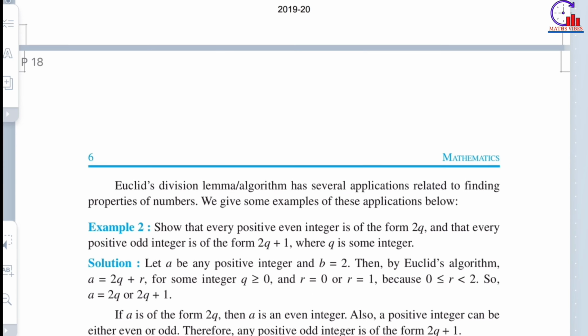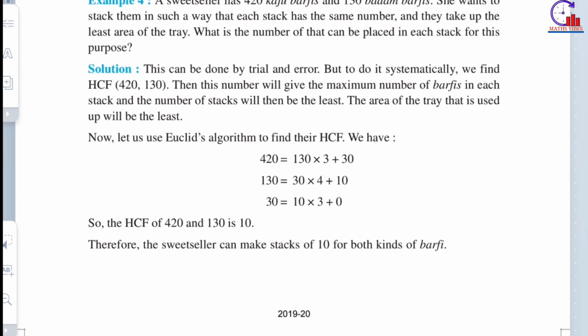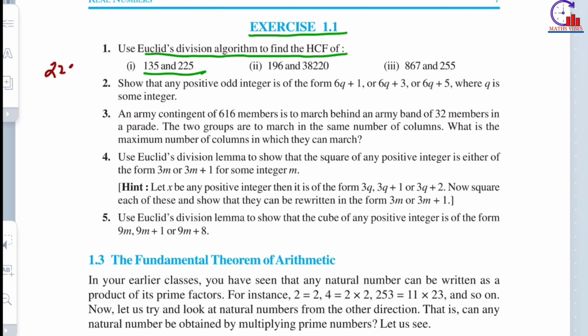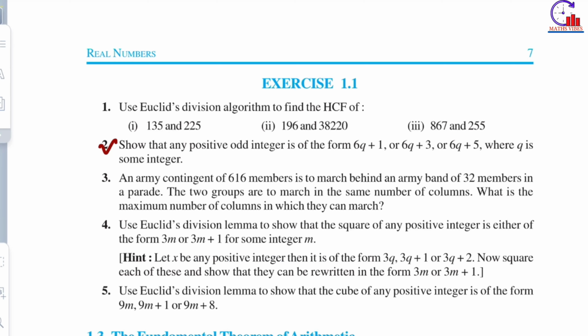So in this way you can go to exercise 1.1 question number 1, where you have to find the HCF by using Euclid's division lemma. Here in these two numbers, 225 is the greater number, right? So you can find the HCF by using Euclid's division lemma. Similarly, you can find the HCF of other numbers as well using the same lemma. Now I am explaining question number 2 of exercise 1.1.